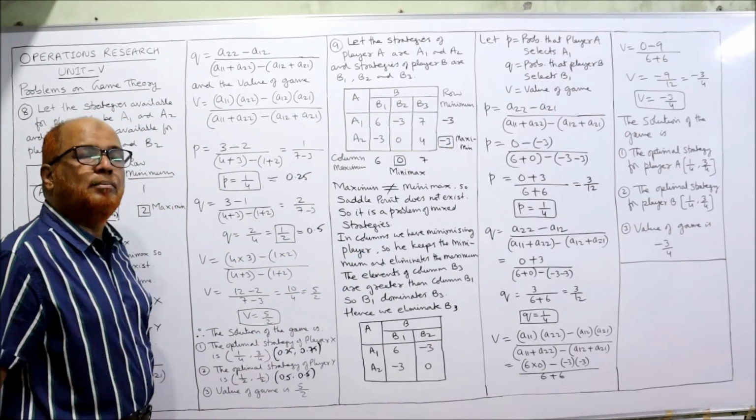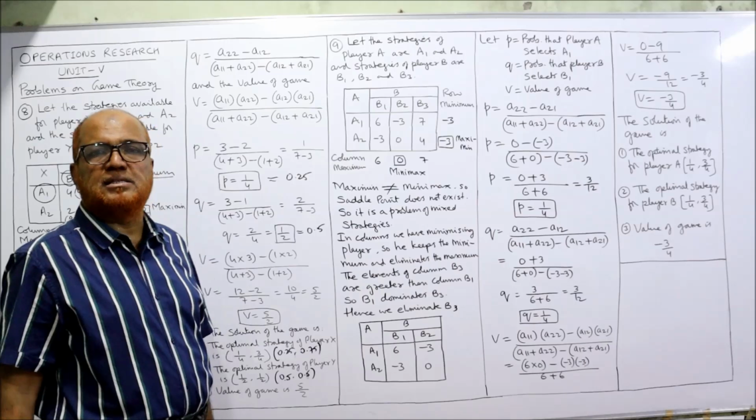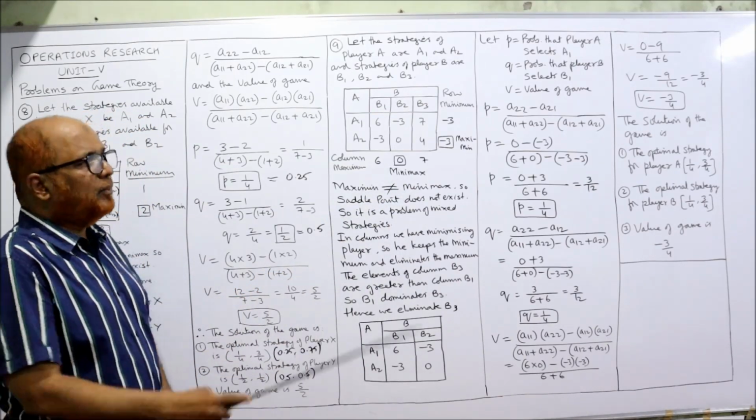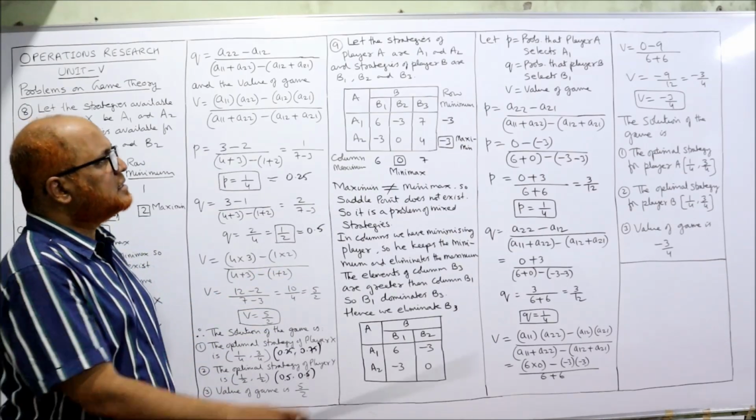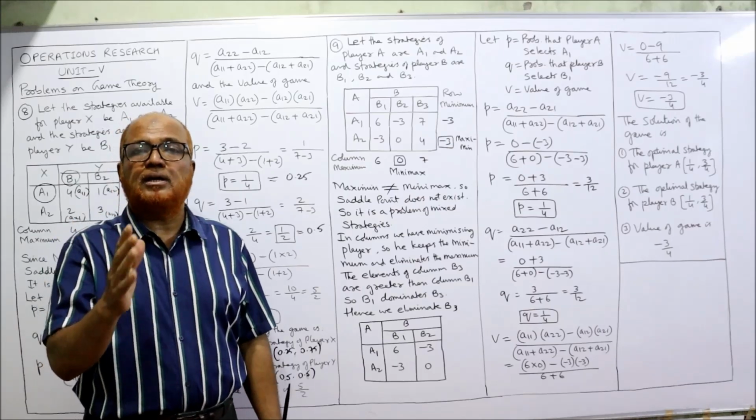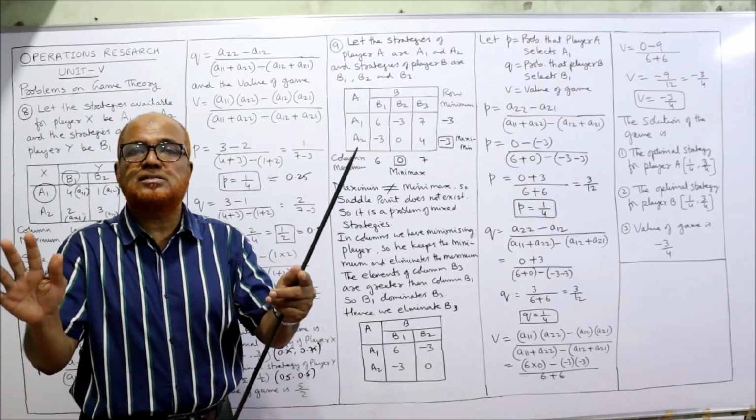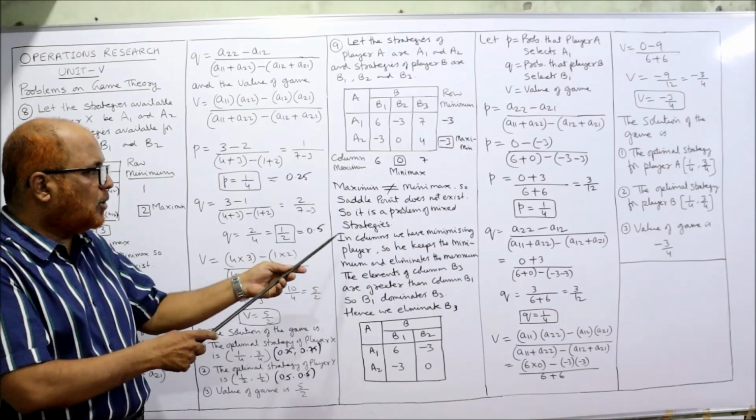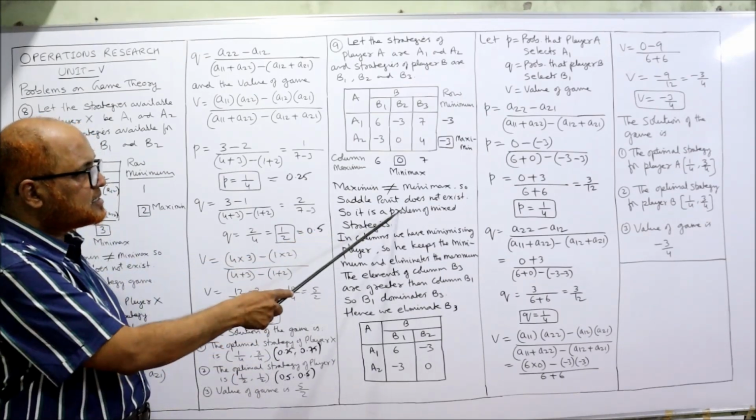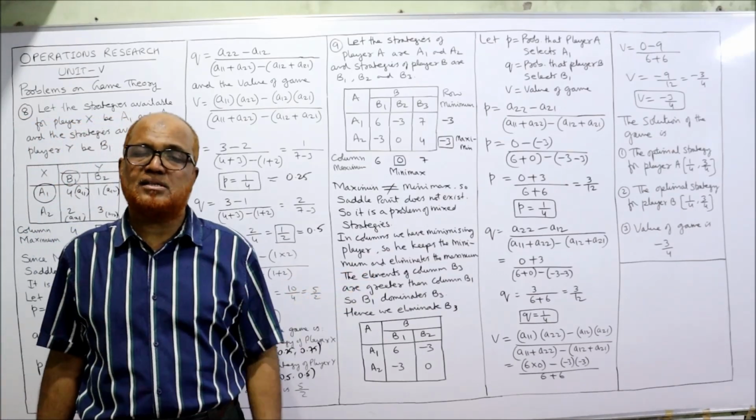Minimax means minimum among the maximum. What is the minimum here? 0. So minimax is 0, maximin is -3, not equal. The maximin is not equal to minimax, so a saddle point does not exist. It's a pure strategy game. Sorry, it's a mixed strategy game, because a saddle point does not exist.